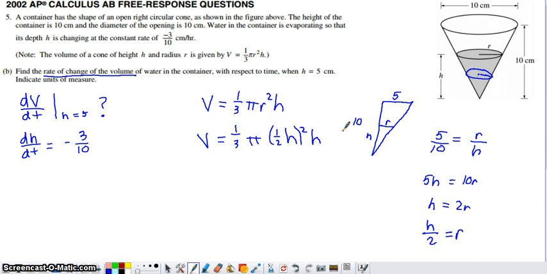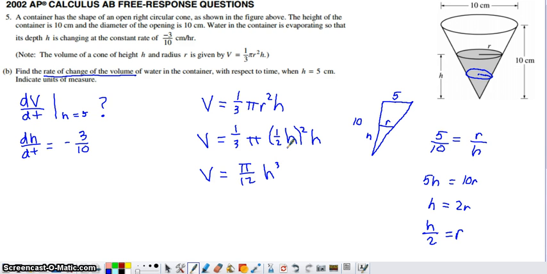And so if we simplify this a little bit, I'm going to square my 1/2 and I'm going to square my h. Well, if I square my 1/2, I get a 1/4. If I multiply that 1/4 by this 1/3, it becomes a 1/12. And if I also multiply that 1/12 by the pi, what I end up with as my constant here is pi over 12. So pi over 12 is going to be equal to h squared times h, or h cubed, or V is going to be equal to pi over 12 times h cubed.